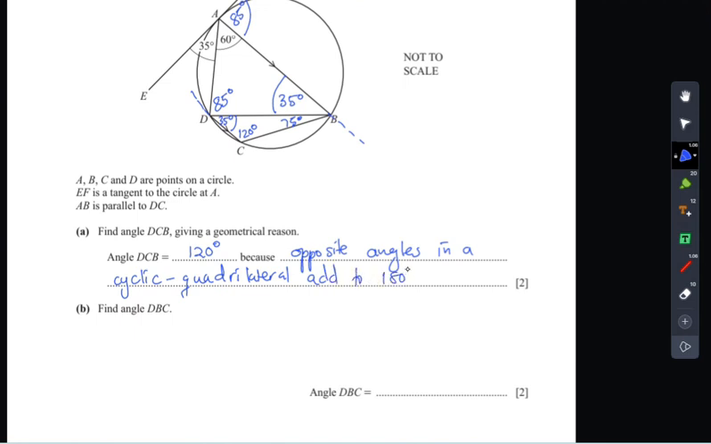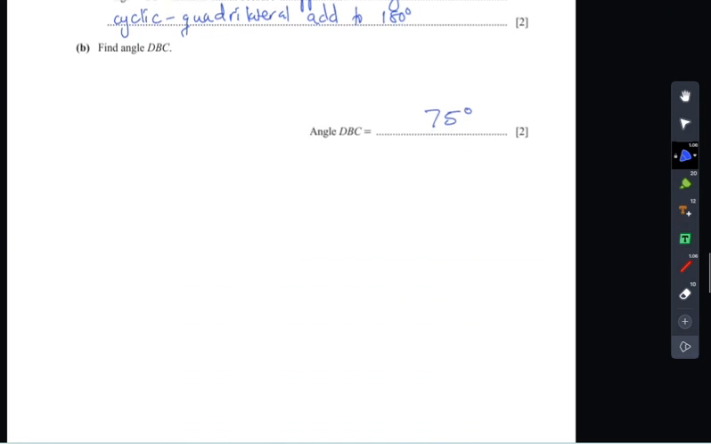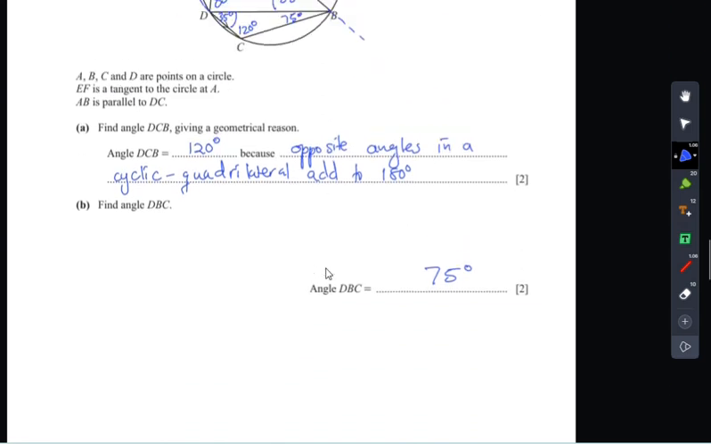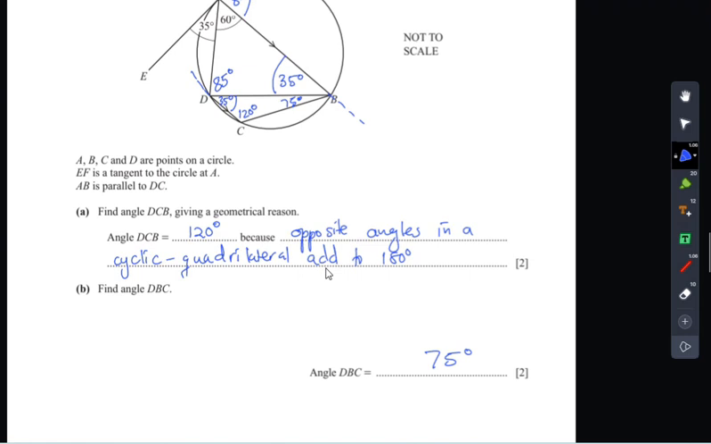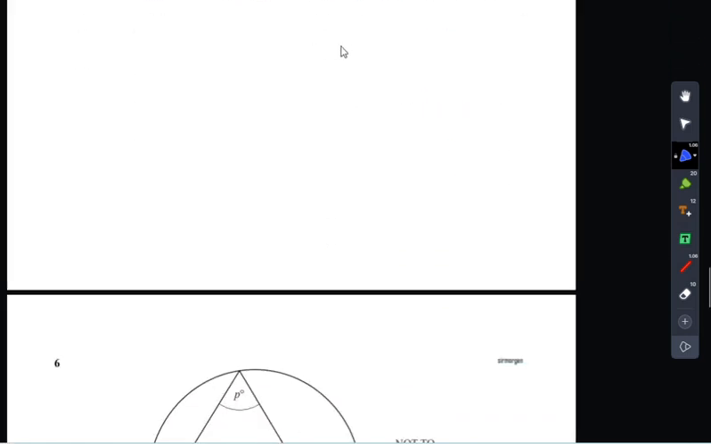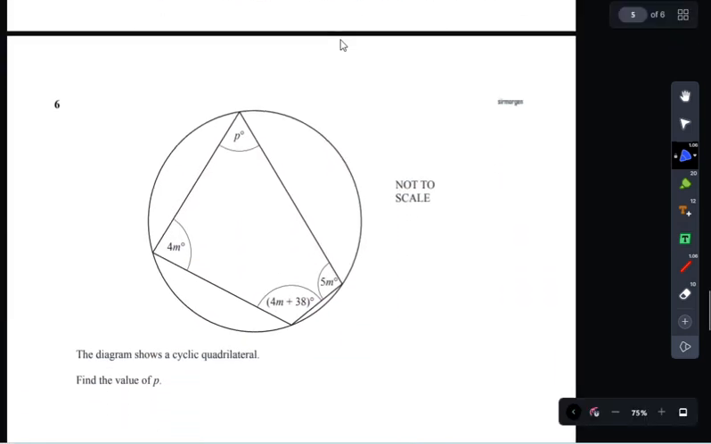Quadrilateral, add up to 180 degrees. Find DBC. DBC, that's 75 degrees. 75 degrees there. We're done with this one. All right, you must be extra careful, guys.